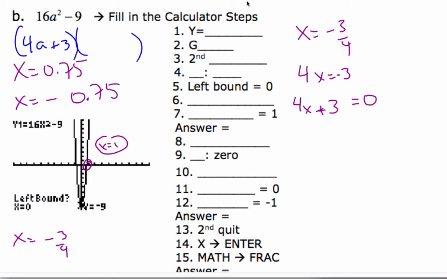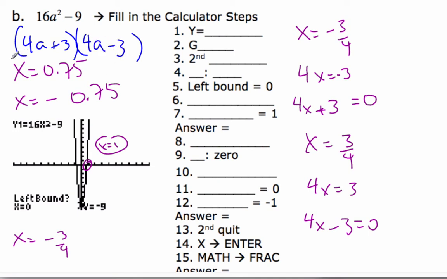I do the same thing with the 0.75. I know that's going to be x is equal to 3/4. Multiply by 4, 4x equals 3. Subtract 3, 4x minus 3 is 0. And so this is the second factor here. So it's 4x minus 3. And so I can use my calculator to help me out here.